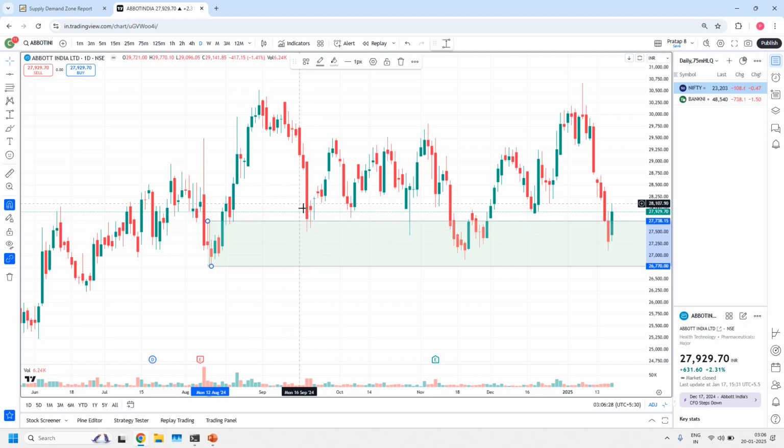How many times has it been tested? The first time it was tested, it pushed the prices. The second time it came very close to the zone and again pushed. The third time it again went into the zone and again pushed the market. The fourth time again pushed the prices up. The fifth time again pushed the prices up.